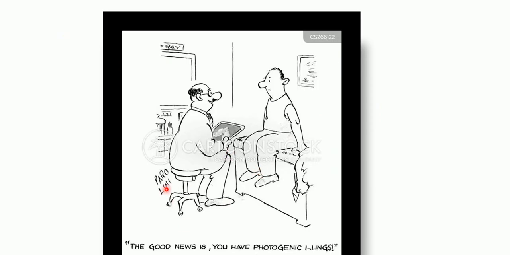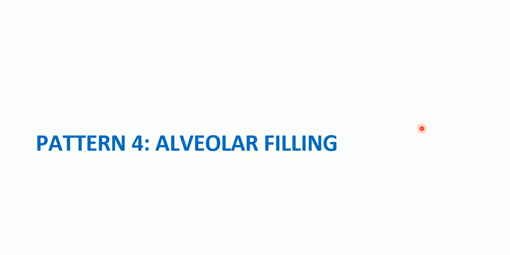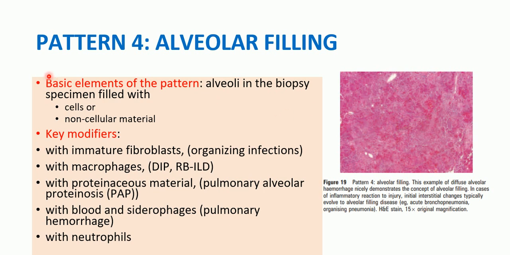So we had covered pattern 1, pattern 2 and pattern 3, which is half of the patterns. Let's go on to the next pattern, which is pattern 4, and which was alveolar filling lesions. Now alveoli are being filled by either cells or some other material which is non-cellular. So depending upon what material is filling the alveoli, there are different sub-patterns. Like with immature fibroblasts, it includes organizing infections, more commonly nowadays called cryptogenic organizing pneumonias.